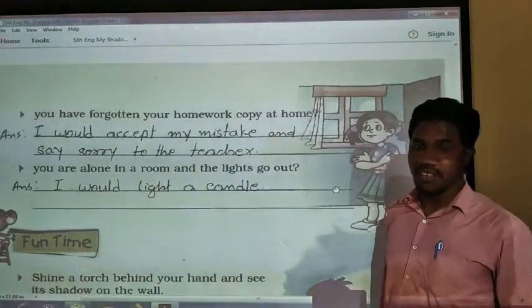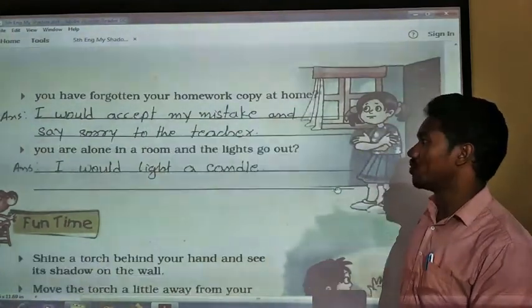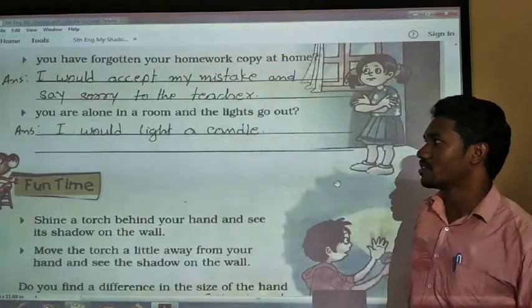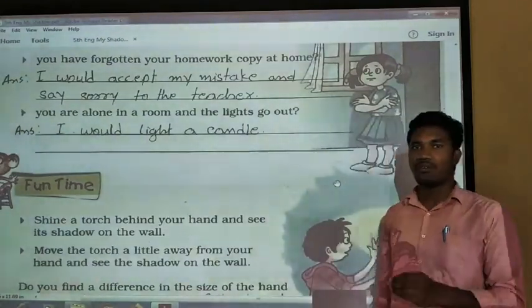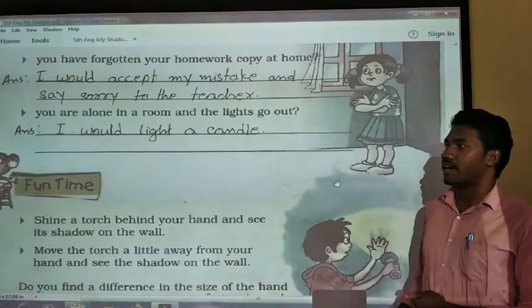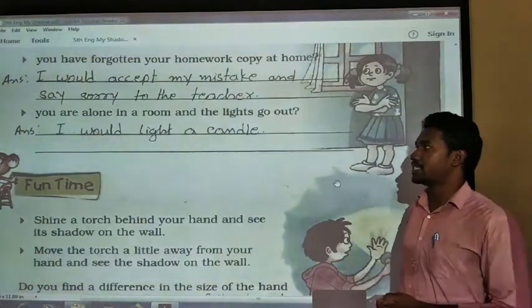And don't try to cheat so many things, okay? So many reasons you can give and tell teacher, okay? ये हुआ, वो हुआ, okay? So that is what, instead of saying all those things, you have to accept your mistake.